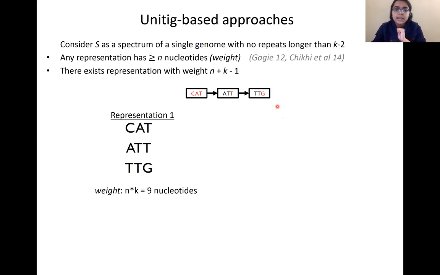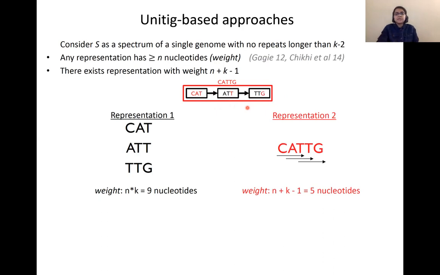How do we make that? So for that, we take the path that goes through each of the vertices and we try to spell along the path. So for the first k-mer in the path, we write down all of the nucleotides, and for the remaining ones, we only write down the last letter of the k-mer. So thus we get a spelling of the path, CATTG. So this is a space-efficient representation of this k-mer set.